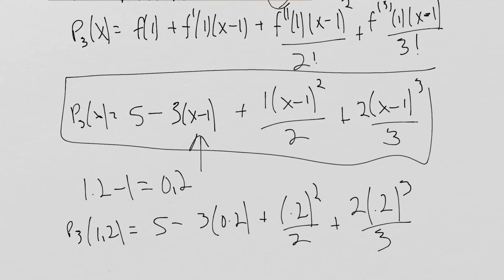And then I would evaluate that, and when we evaluate that, we wind up getting 4 point, when I round to 3 decimals, 425. After that, it has a repeating 3, but I only have to be accurate to 3 decimals.